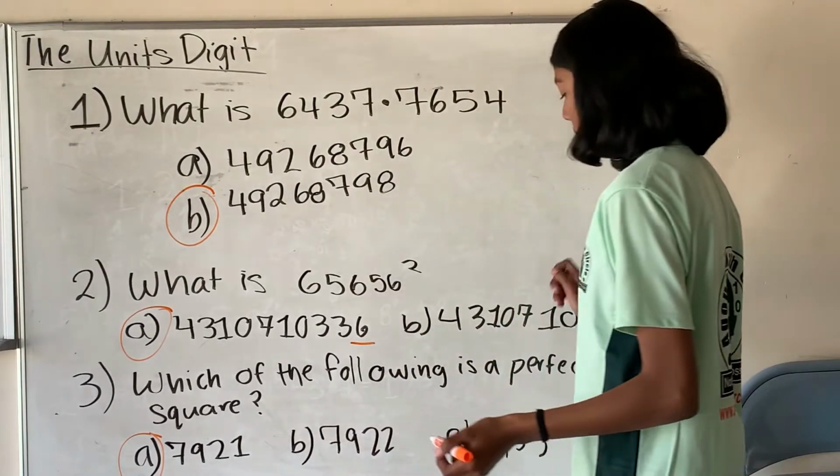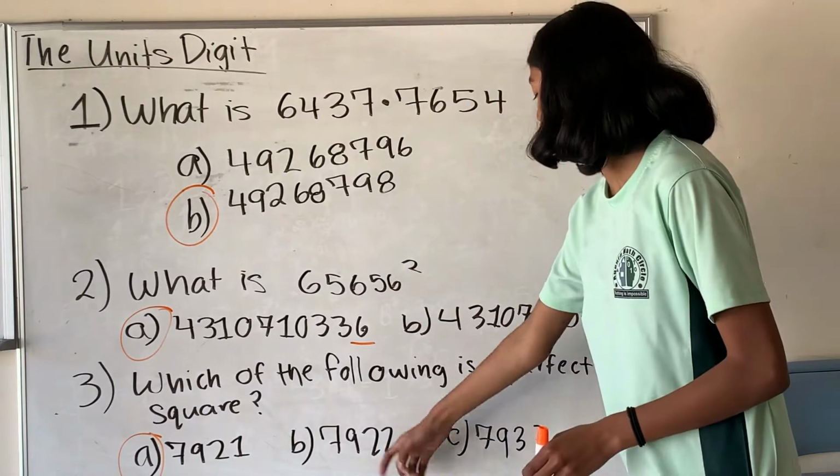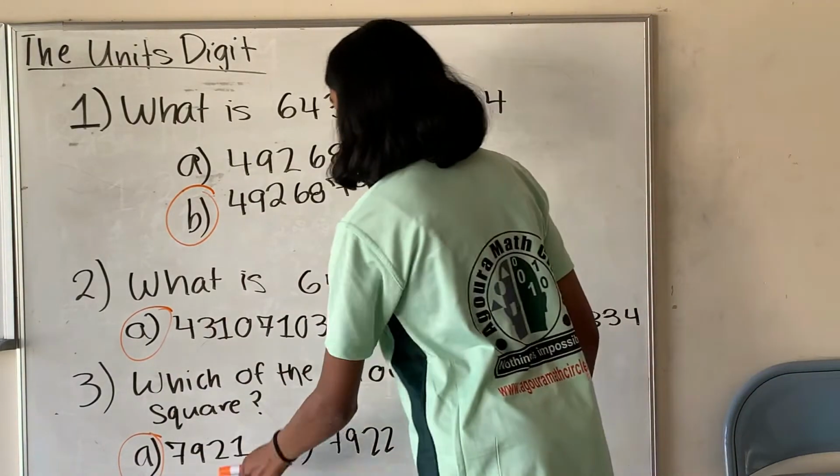And which of the following is a perfect square? Well, no squares will ever end in 2 or 3. So our answer is A.